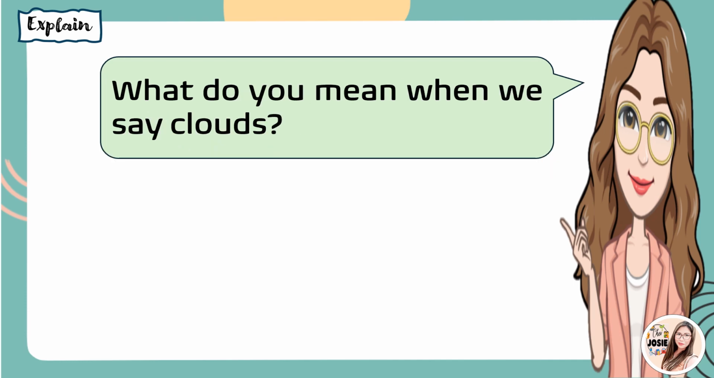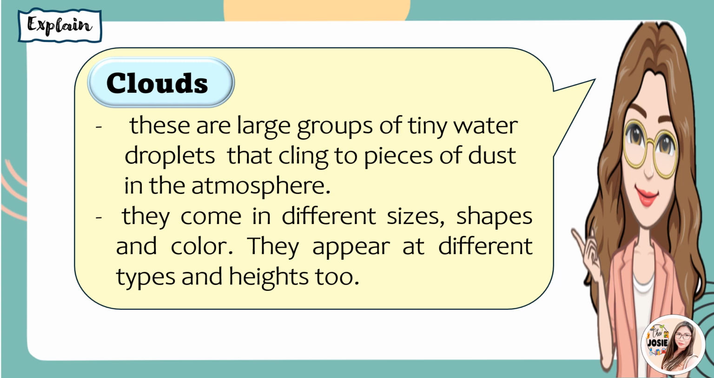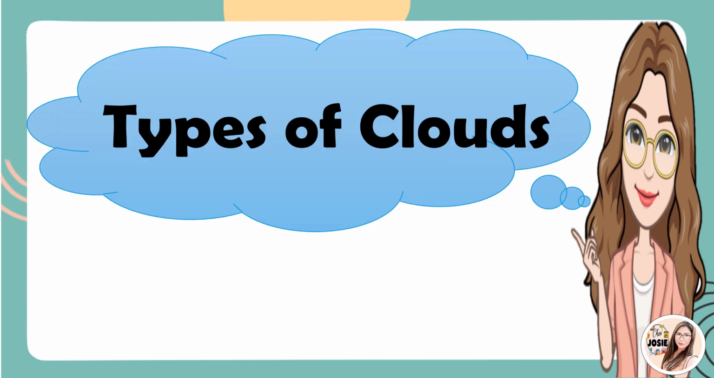What do we mean when we say clouds? You're right. When you say clouds, these are large groups of tiny water droplets that cling to pieces of dust in the atmosphere. They come in different sizes, shapes, and colors. They also appear at different types and heights too. Let me discuss first the different types of clouds.